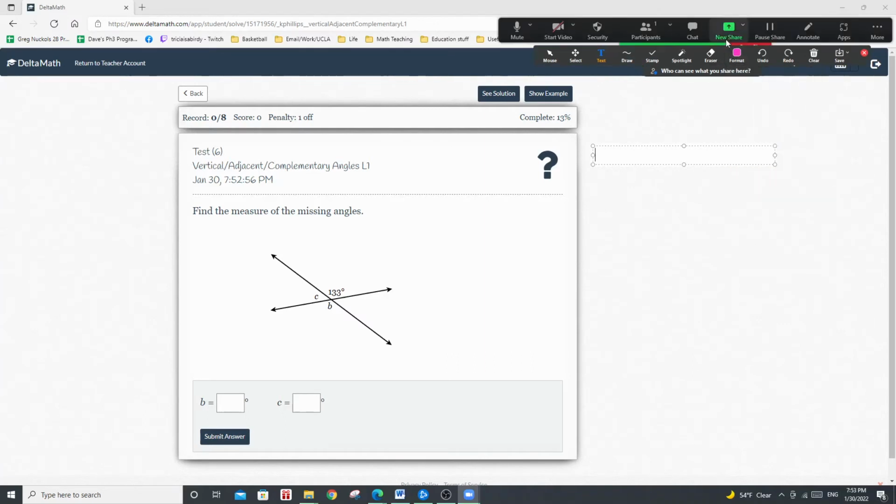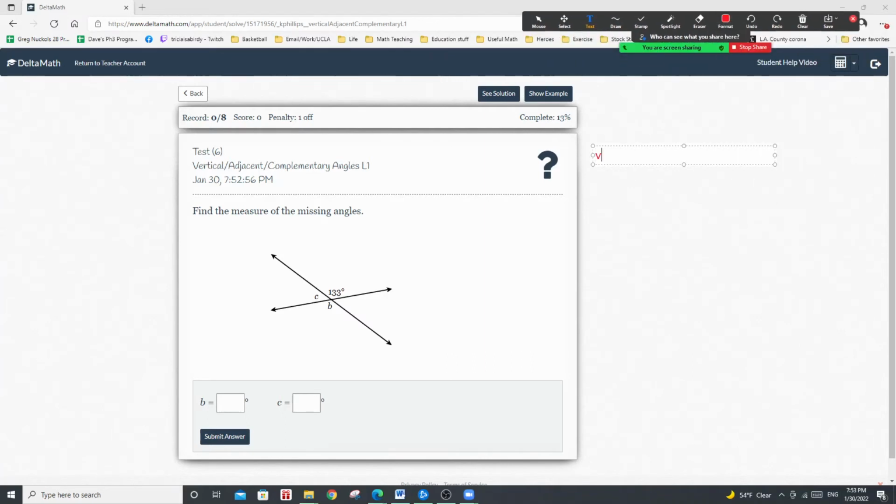So if it's vertical, then they are congruent and have the same values. If they are adjacent or complementary, they add up to 90 degrees, my bad. So let's take a look at these first.